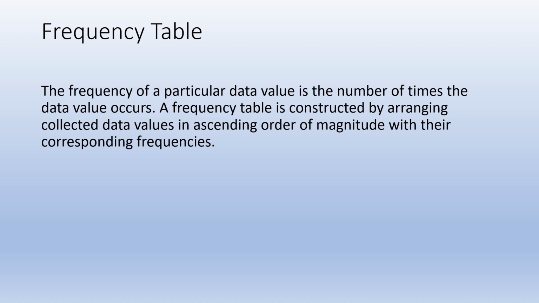The frequency of a particular data value means the number of times that value appears in the dataset. A frequency table is constructed by arranging data values in ascending order along with their corresponding frequencies. For example, if 10 patients have blood group A, then the frequency of blood group A is 10. This method helps us summarize a large amount of data in a simple format.